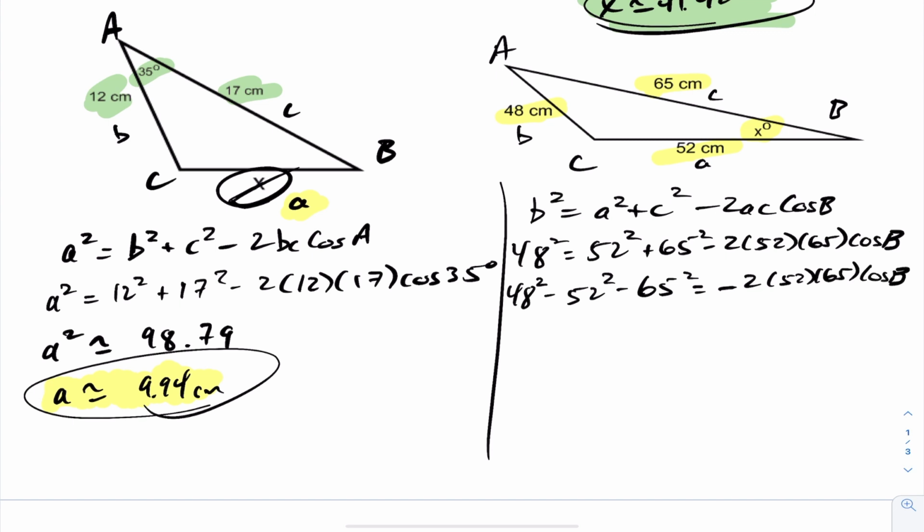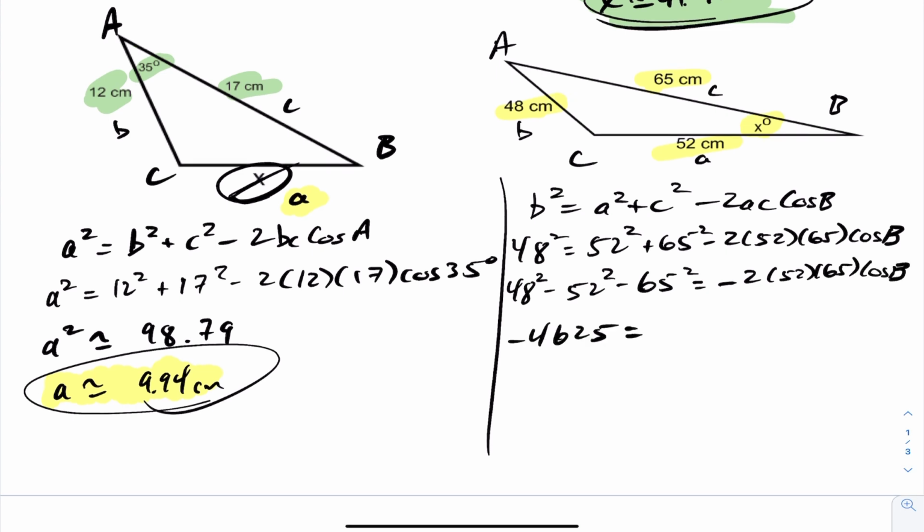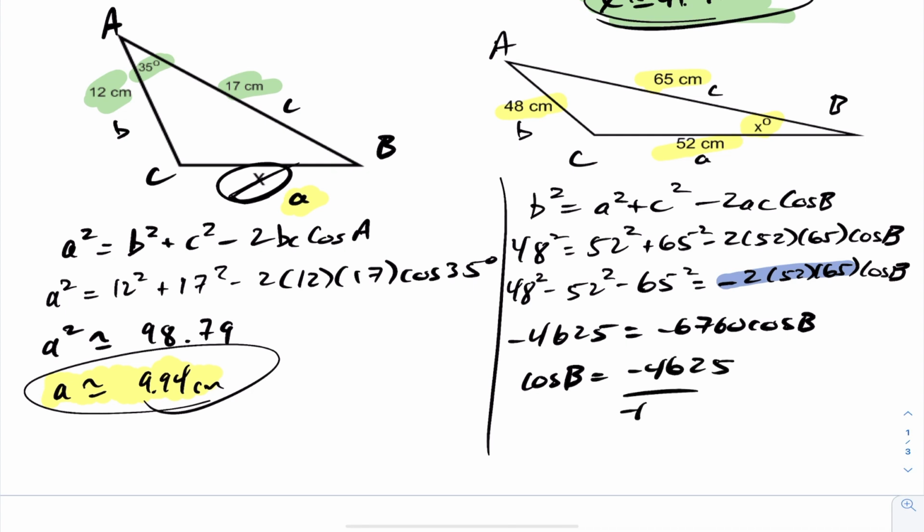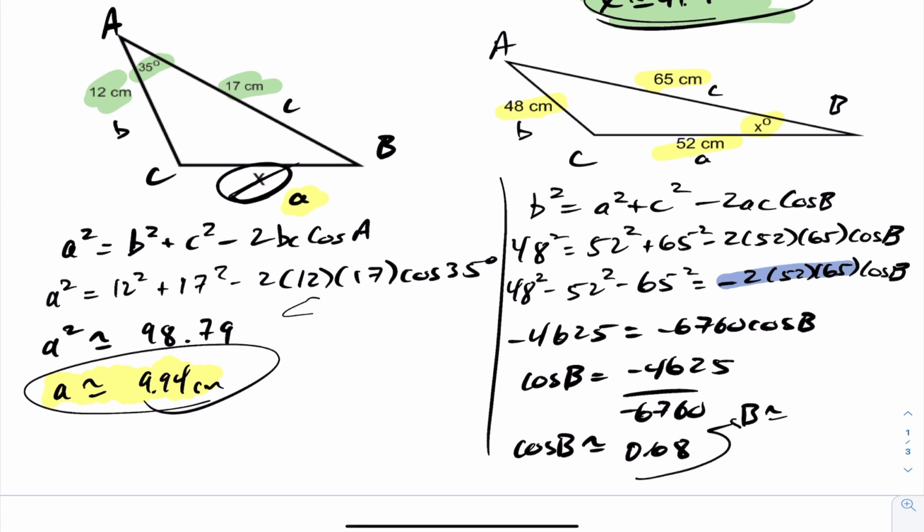And what do we get? So we get negative 4,625 equals, I'm going to go ahead and calculate the product of these three numbers, negative 6,760 cos of angle B, and therefore the cos of angle B is negative 4625 over negative 6760, and the cos of B is approximately equal to 0.68, and taking the cos inverse, we get B is approximately 46.83 degrees.